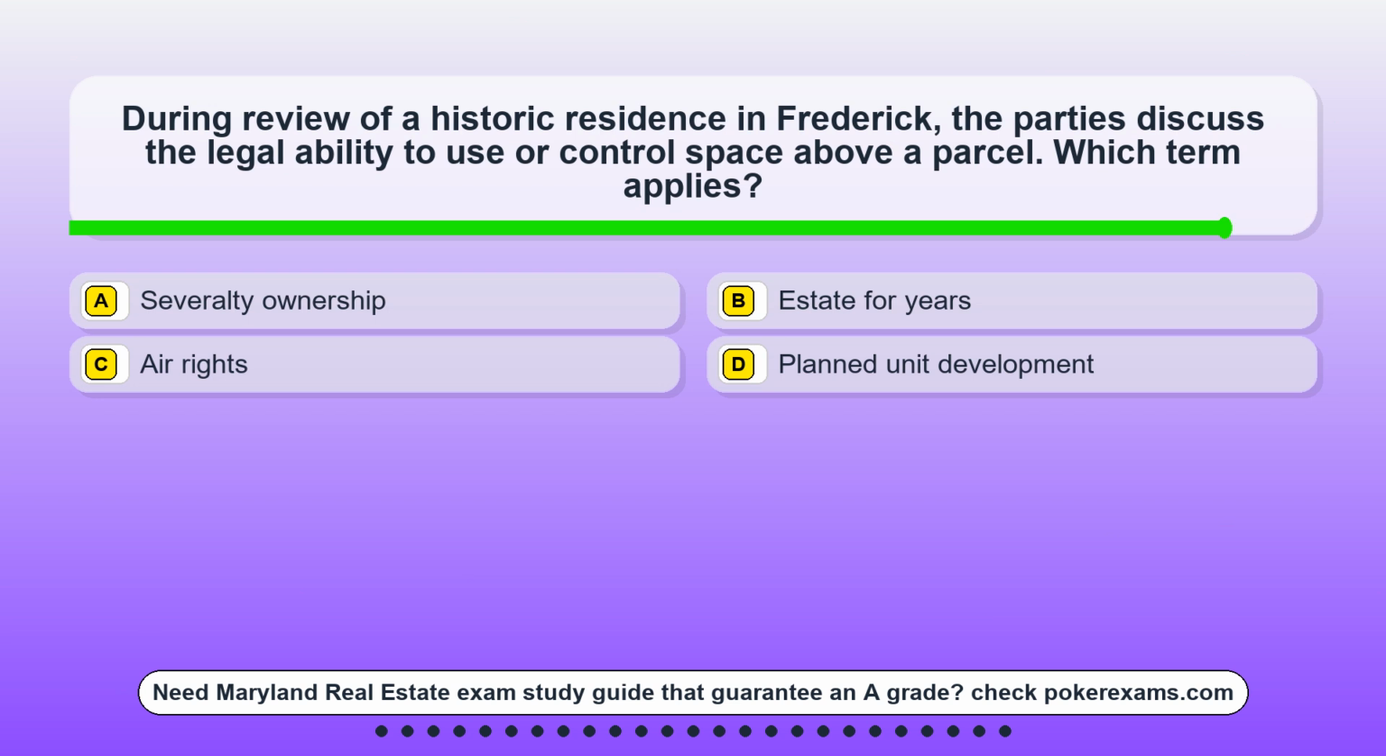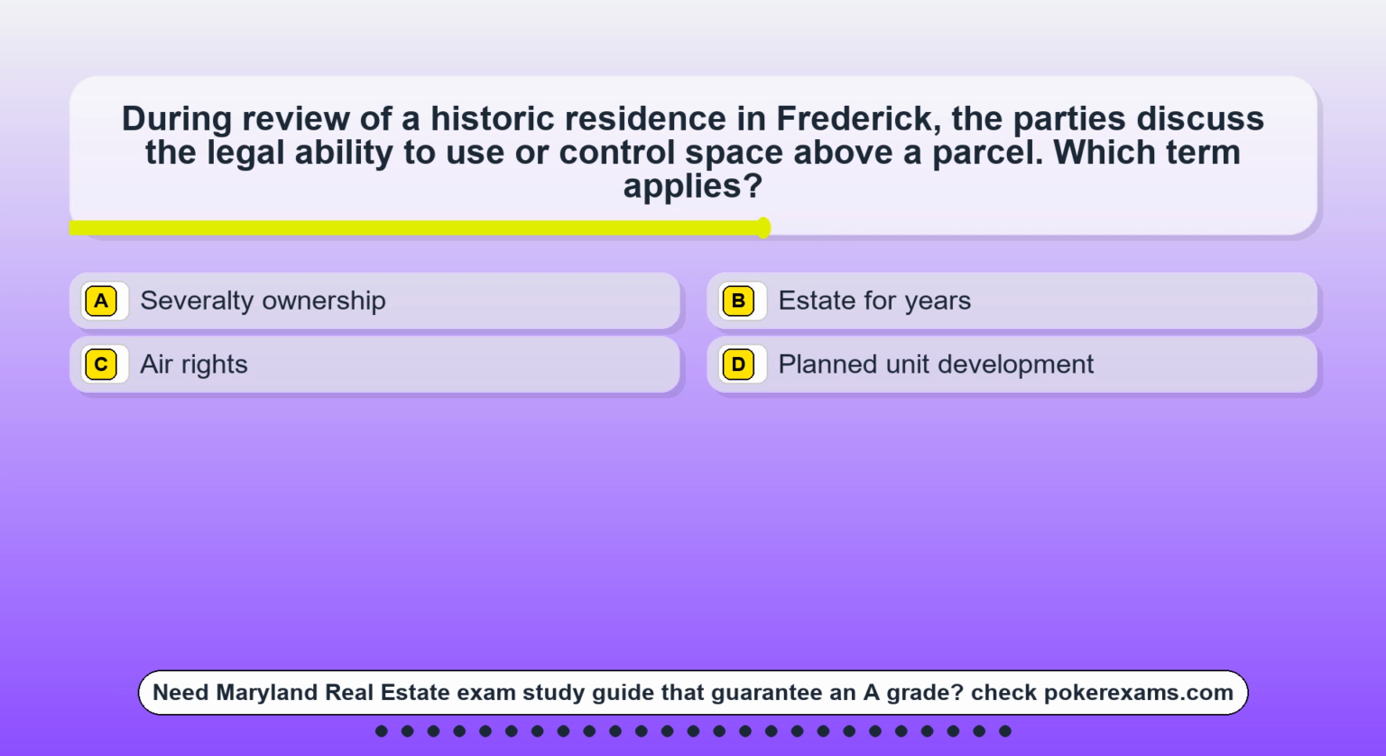Question 25. During review of a historic residence in Frederick, the parties discuss the legal ability to use or control space above a parcel. Which term applies? Option A, severalty ownership. Option B, estate for years. Option C, air rights. Option D, planned unit development.